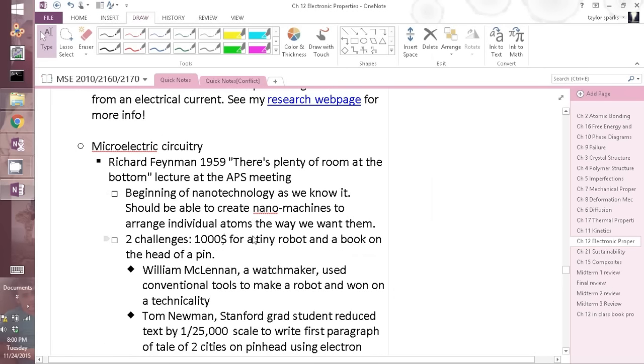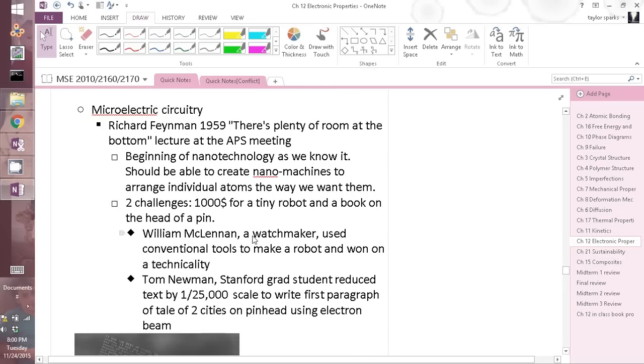How do we go about making these devices out of semiconductor materials smaller and smaller? Well, microelectronic circuitry was no mistake. It was actually the result of a famous scientist named Richard Feynman, who in 1959, at one of the big material science communities, the APS meeting, gave a talk which is now famous called "There's Plenty of Room at the Bottom."